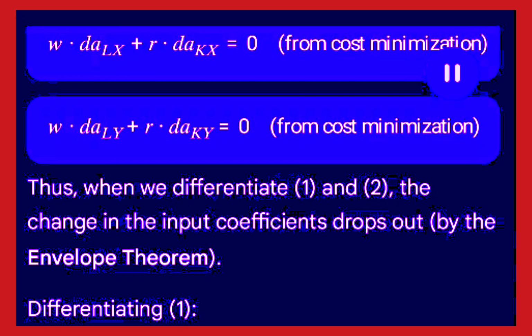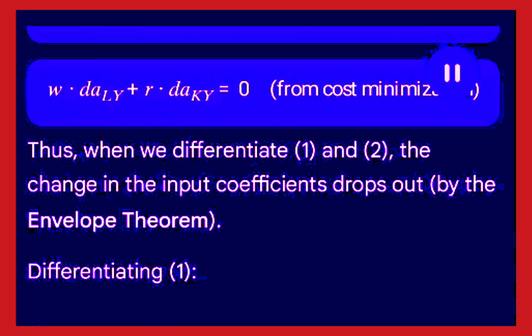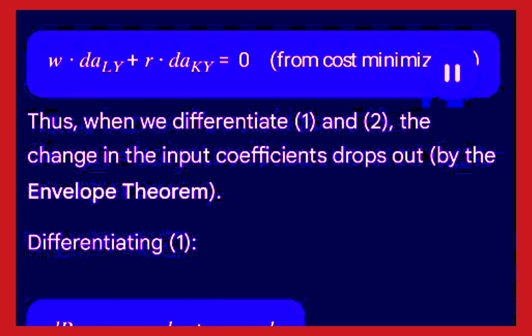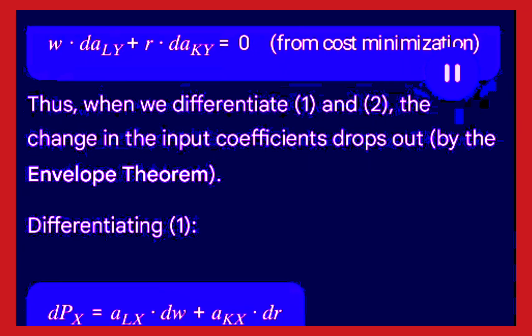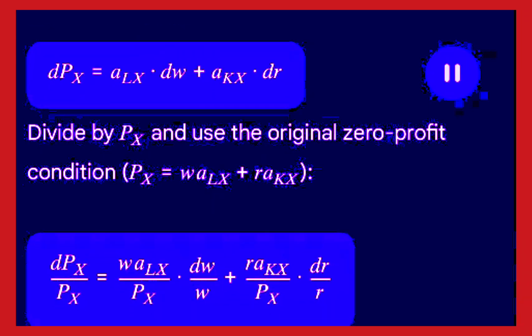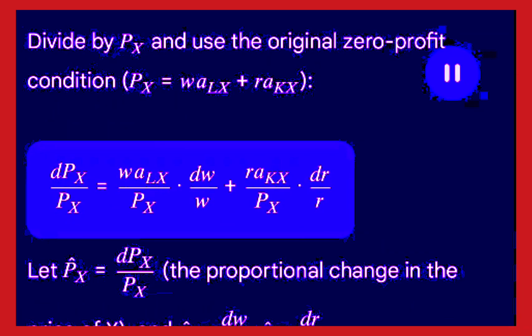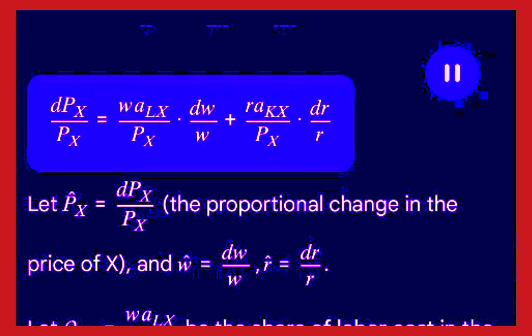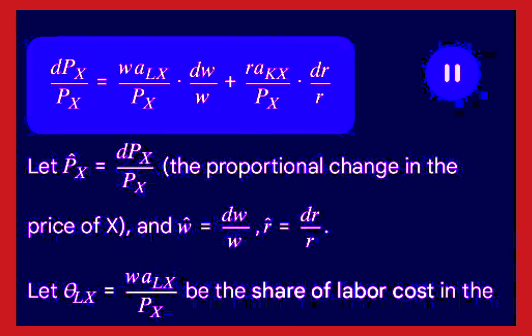Differentiating 1, divide by Px and use the original zero profit condition, P_X equals W A_LX plus R A_KX. Let P-hat_X equal dPx over Px, the proportional change in the price of X, and W-hat equal dW over W, R-hat equal dR over R.